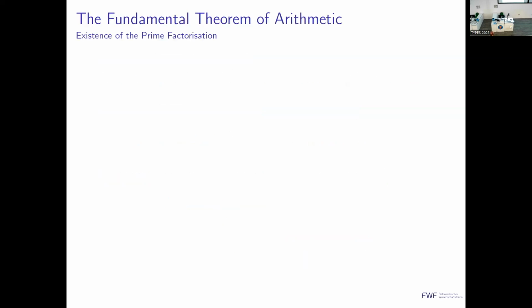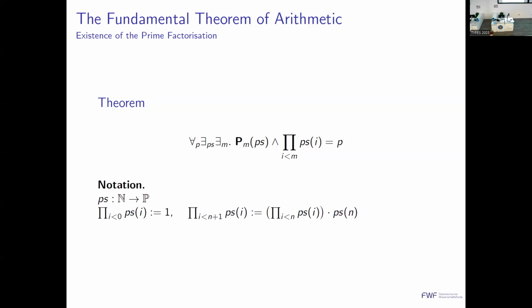For the last thing, I want to show you maybe the fundamental theorem of arithmetic. I think this is a good ending point. There's the existence part, which just says that for each positive number P there is a prime factorization, this Pm of Ps. This Ps here, that's the point, is just a sequence of positive binary numbers, and then the product over this Ps up to M is then P.